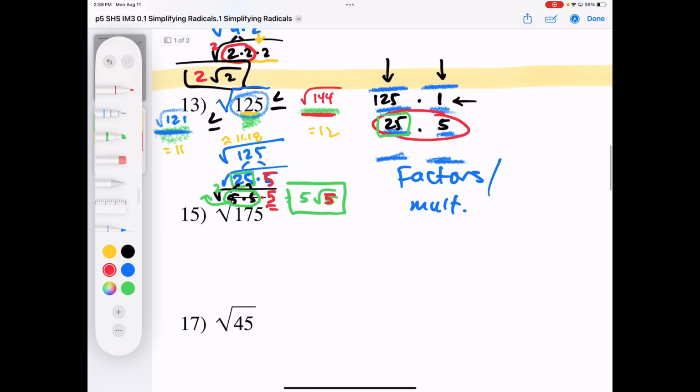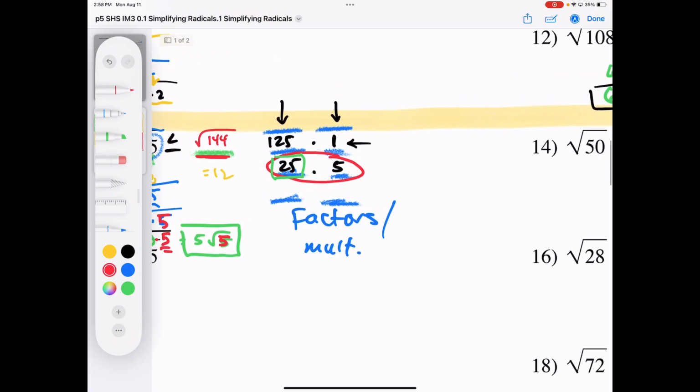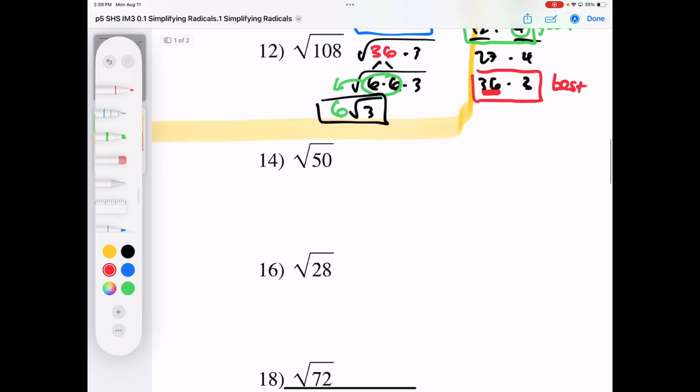Got it? 14. Tell your partner all the pairs. Ready, set, go.